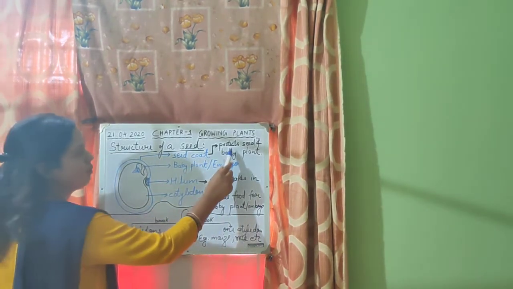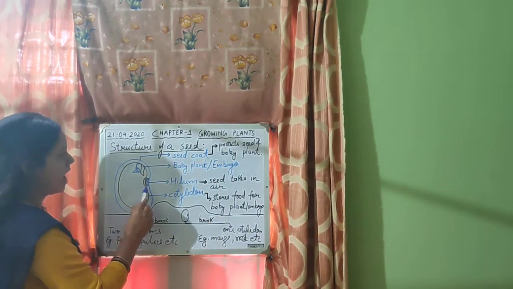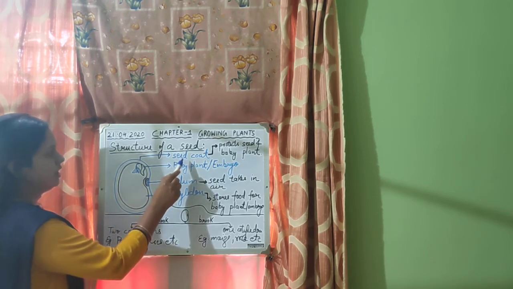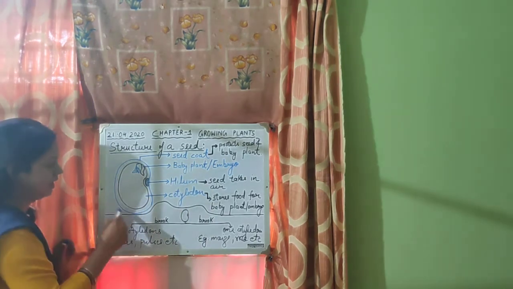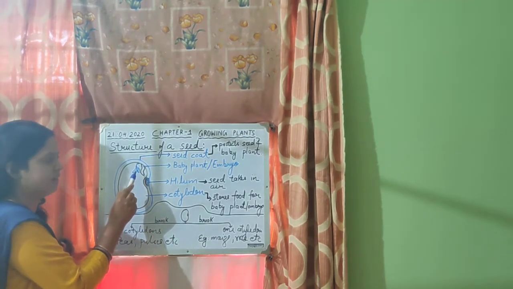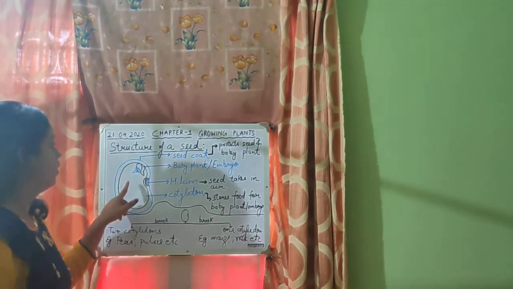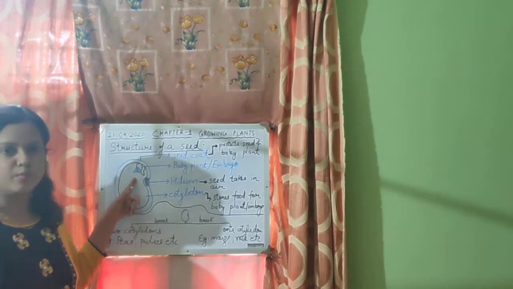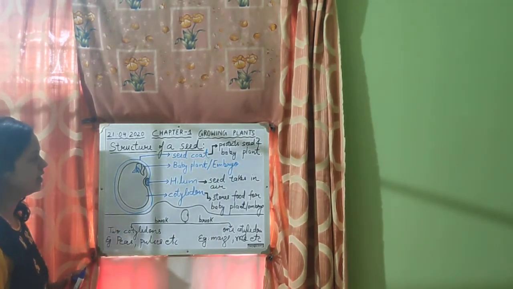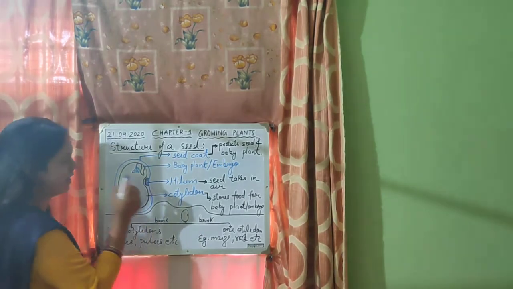The seed coat protects this seed and this baby plant present inside the seed. The seed coat gives protection to the entire seed as well as this baby plant present inside the seed. So, inside a seed always a baby plant is present. Now, the second is the hilum.